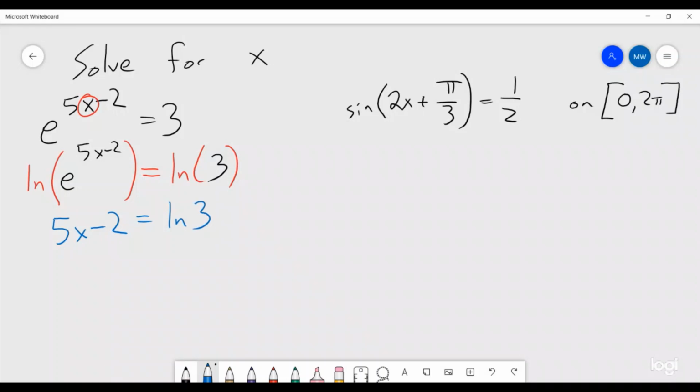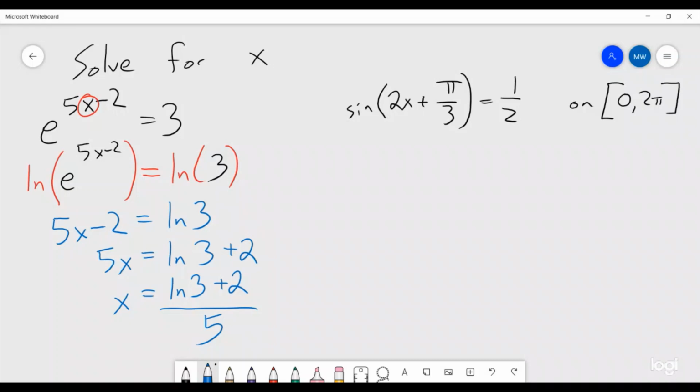Now to solve for x, let's add 2 to both sides. So we get 5x equals the natural log of 3 plus 2. And then we can divide everything by 5 to get x equals the natural log of 3 plus 2, all over 5. And that's what x is. That's not a nice number to write out as a decimal, but it is a valid answer, and it is in fact the solution for that problem.